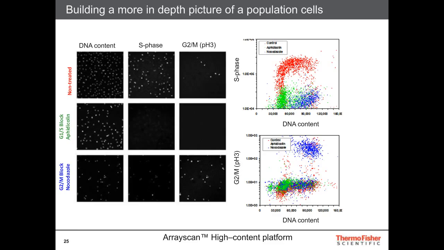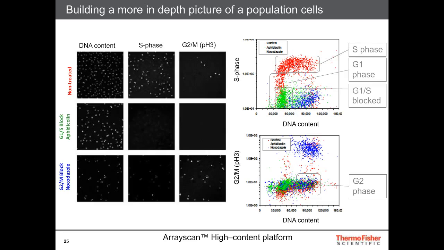And we can build these almost flow cytometry-like plots of cell cycle progression. We can start to say which cells are in G1, which are in S phase, which are in G2, and which are potentially blocked in G1/S. And again, we're sampling a large number of cells, so we're getting very robust and reliable data sets.